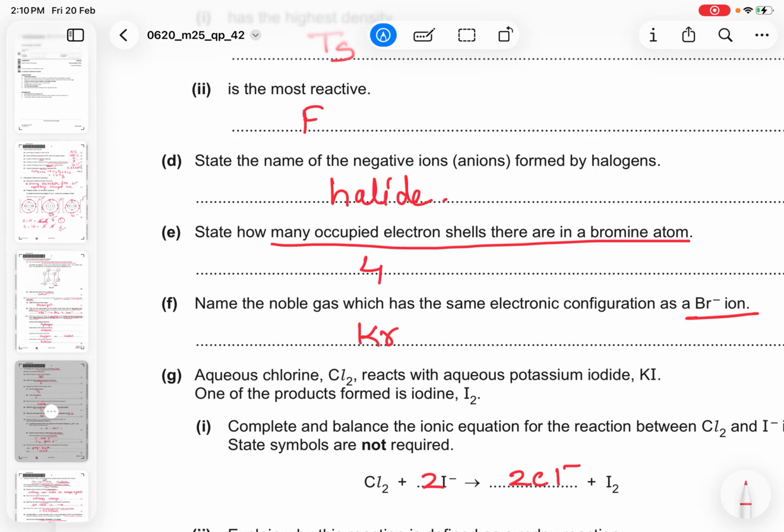State the name of negative ions formed by halogens. So when halogens form an anion by accepting an electron, they are named as halide.